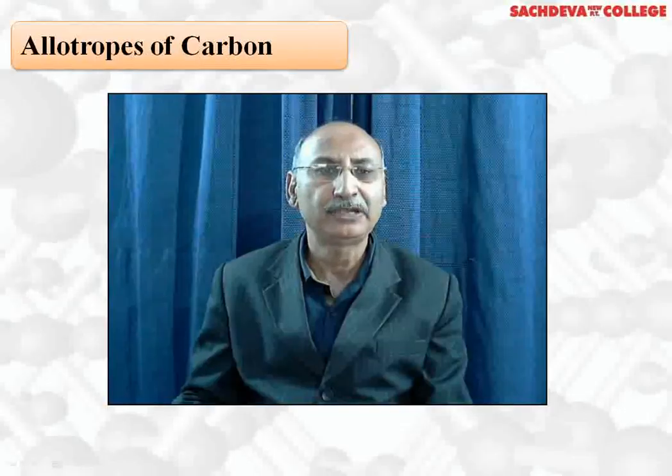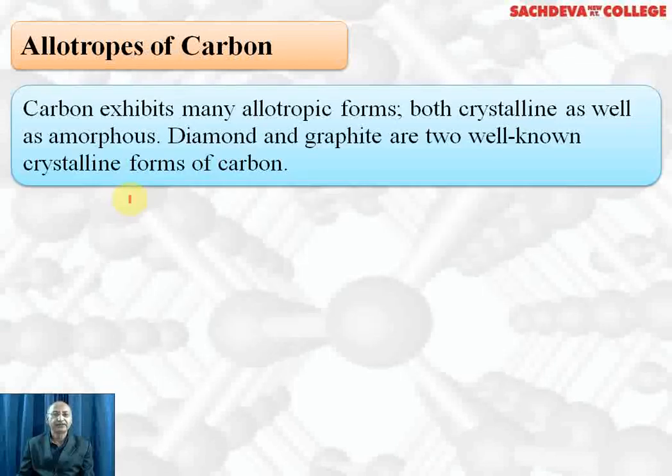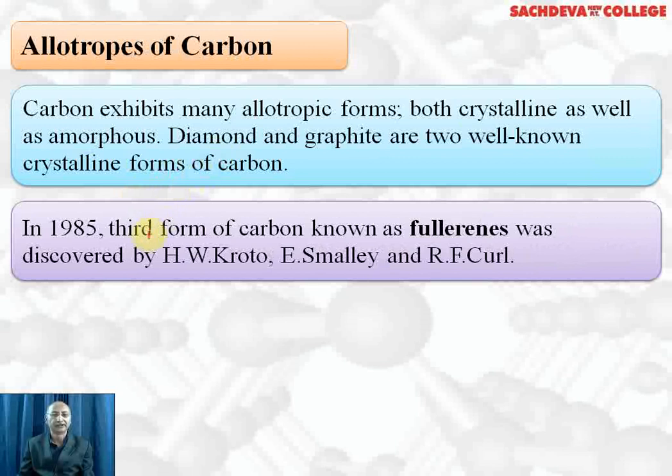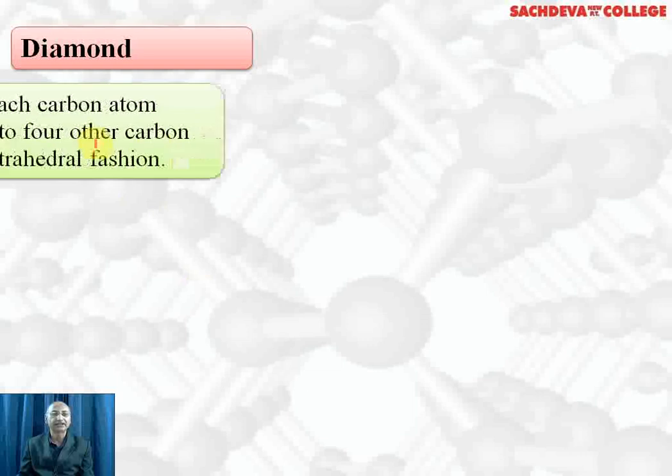Let's continue with p block elements, allotropes of carbon. Carbon exhibits many allotropic forms, both crystalline as well as amorphous. Diamond and graphite are two well-known crystalline forms of carbon. In 1985, a third form of carbon known as fullerene was discovered by H. W. Kroto, R. E. Smalley, and R. F. Curl. First, we are taking diamond.